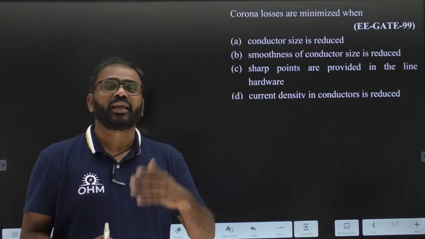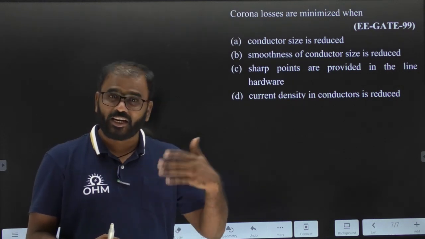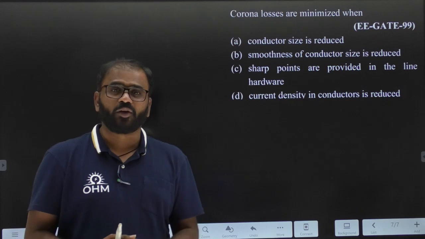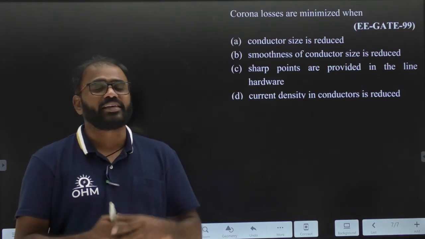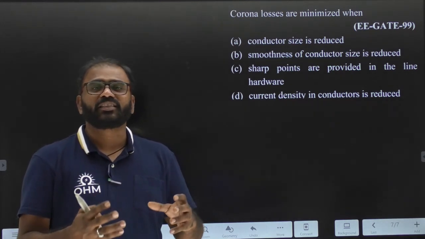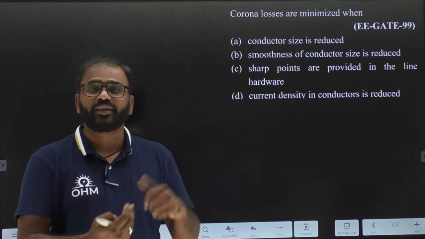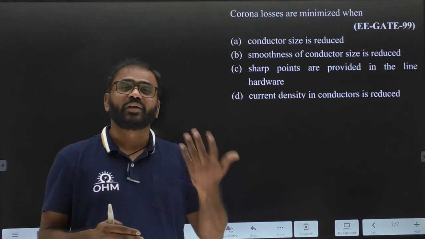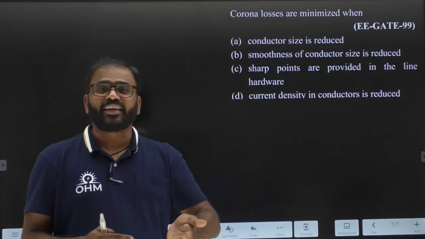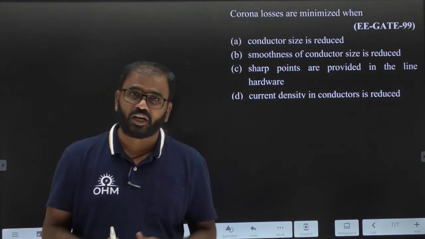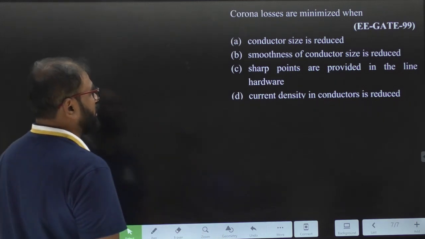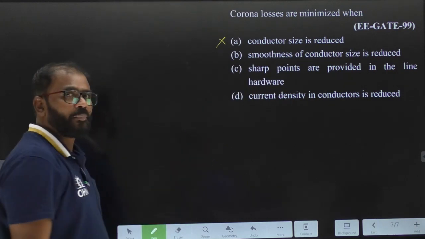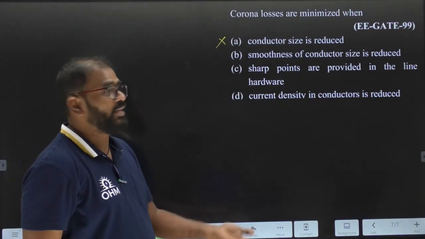But the gradient, or electric field intensity, or electrostatic stress at the surface of the conductor is directly proportional to operating voltage and inversely proportional to the size of the conductor. Now tell me, if the size of the conductor increases, what happens? Gradient will decrease, reduced corona. If the size of the conductor reduces, gradient will increase, then increased ionization, increased corona and increased corona loss. So we can say the first option is not correct. Why? Because when conductor size reduces, gradient will increase and corona will increase.